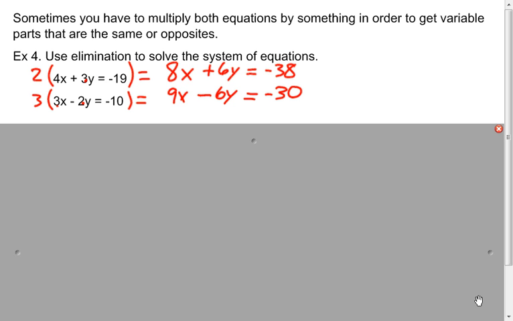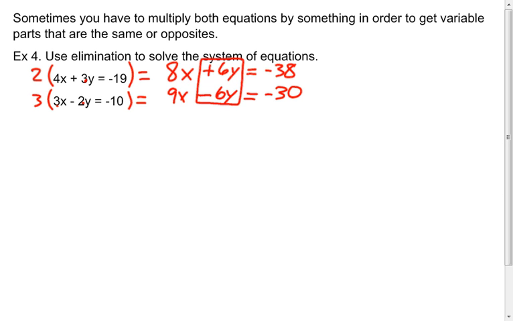Okay? The reason why I multiplied both of those equations is so that I would get something that was opposite right there. See how those are opposite? Now that I've done that first step, the rest of this problem is going to be just like stuff that we already did. Okay? I have opposites, so I'm going to add.